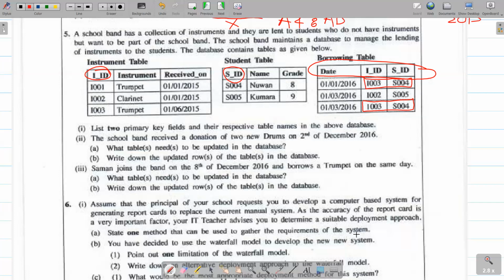Part B says write down the updated rows. The school band receives a donation of 2 new drums on 2nd of December 2016. What table or tables need to be updated in the database? So if it is a new item, then definitely the instrument table needs a new record. Since it is not being borrowed by anyone, in this case, no new records to the borrowing table, and no new records to the student table as well. Right, so the table name is the instrument table.